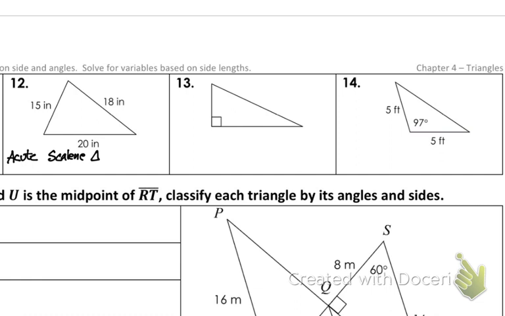Our next one definitely has a right angle on it. It has that little square there, so we know it's right. Is it isosceles, scalene, or equilateral? It's got to be scalene because all three are different lengths, so it's right, scalene, but it's still a triangle.